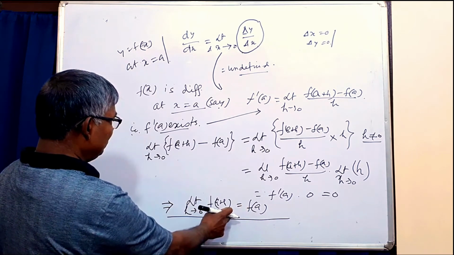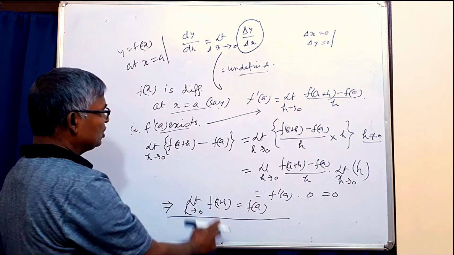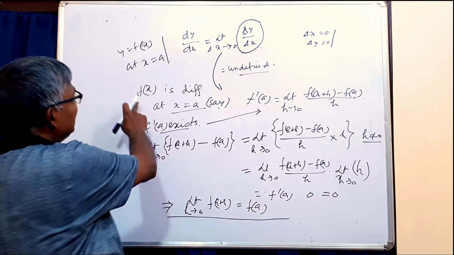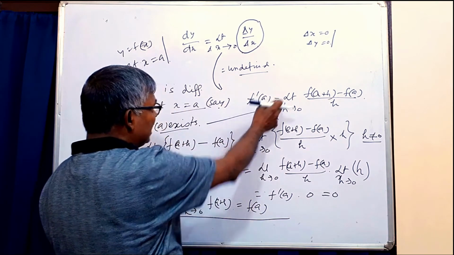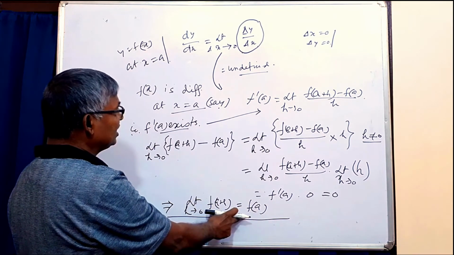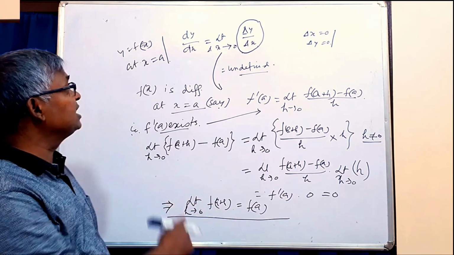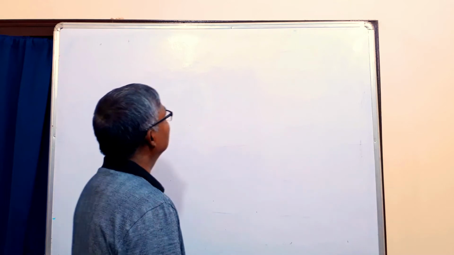What does it mean? f of x is continuous at x equal to a. So what we get? If the function is differentiable at x equal to a, that is f dash a exists, what does it imply? This implies that the function is continuous at that point. Now let us see that the converse is not true. Hi students, let us see the contrary.